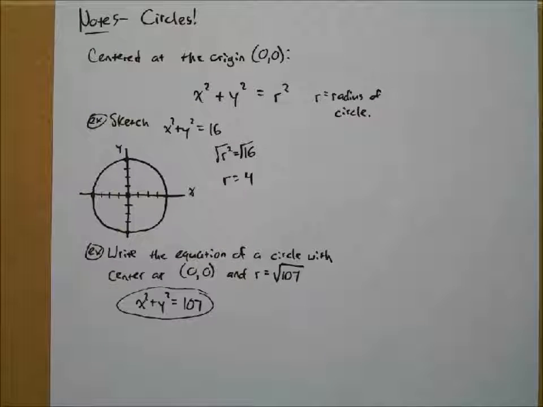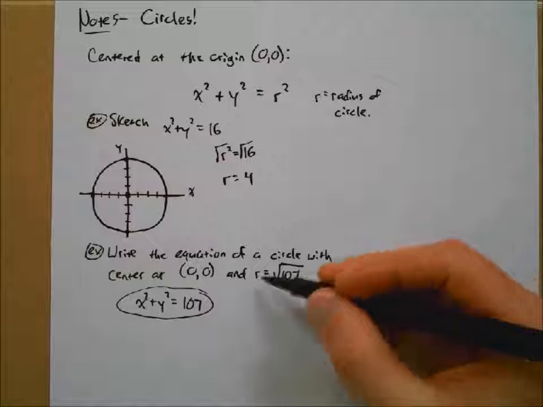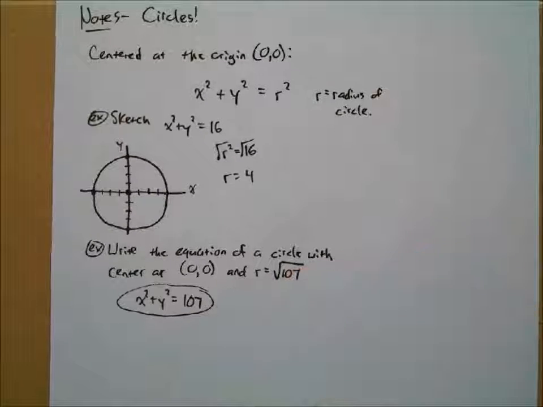All right. Knowing it's centered at the origin, that just means it's going to be the x squared plus y squared there. And then the 107, that is r squared. If the radius is the square root of 107, then r squared is 107. Be very careful. I find that students get mixed up which one's supposed to be r squared and which one's supposed to be r.